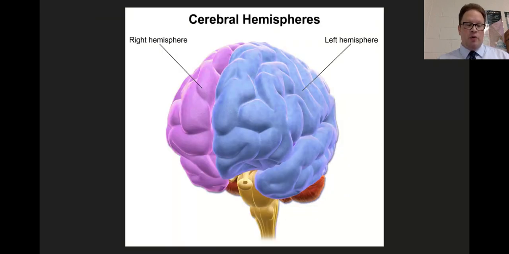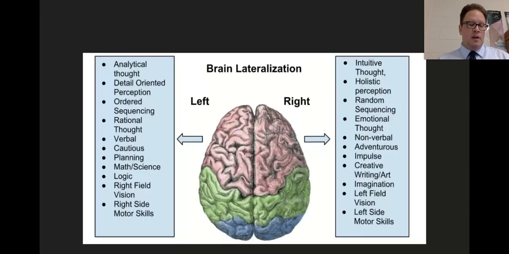Now, when talking about the two cerebral hemispheres, there appears to be a cerebral dominance, which is the tendency of each brain hemisphere to exert control over different functions. Now, the left hemisphere's processing style is going to be more analytical and sequential, while the right hemisphere's processing style interprets experience more holistically and spatially.